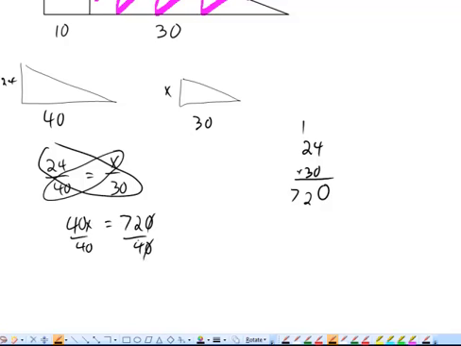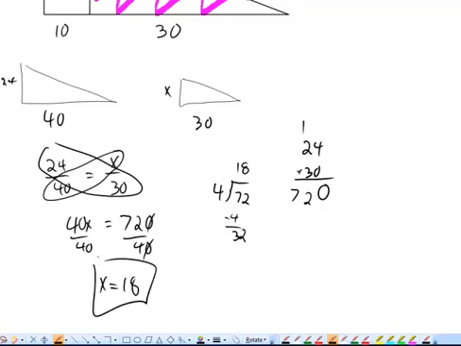I've got an x times 40, so I want to divide by 40 here. Your zeros cancel out, so 72 divided by 4. How many times does 4 go into 72? 4 goes into 7 once. There's 3. Bring down the 2, 32. 4 goes into 32 8 times. So x is equal to 18.